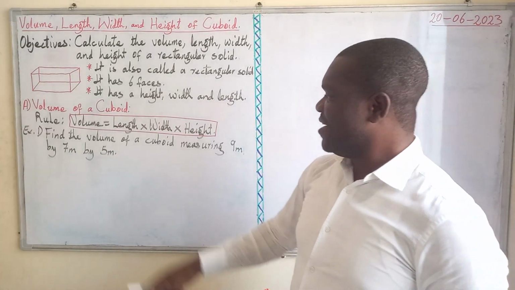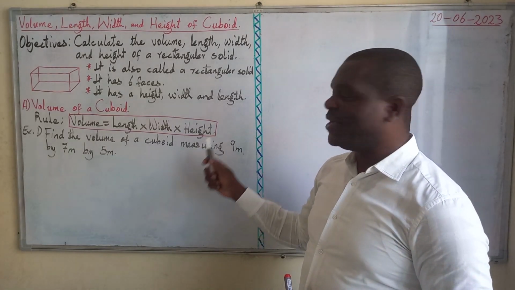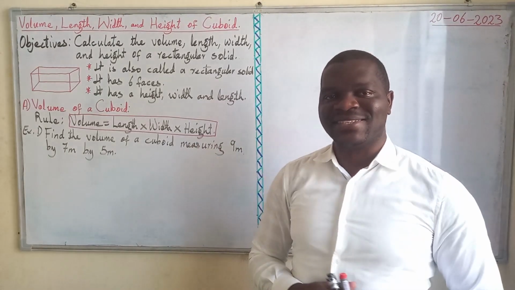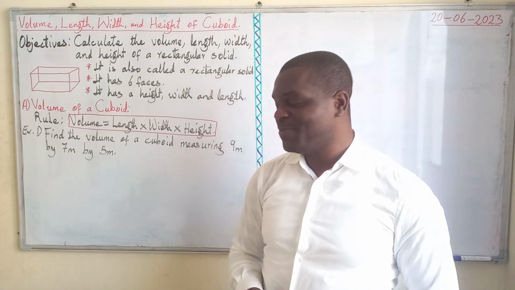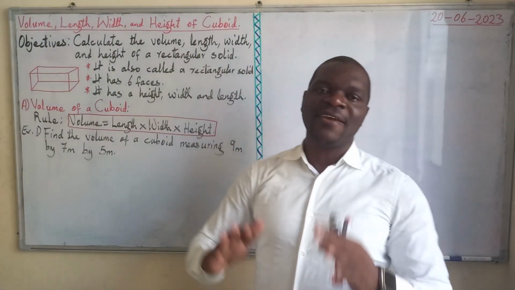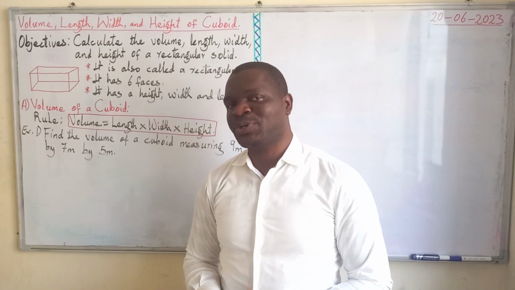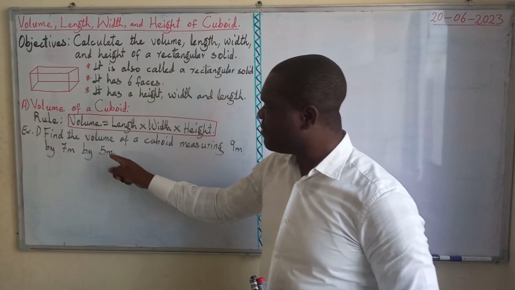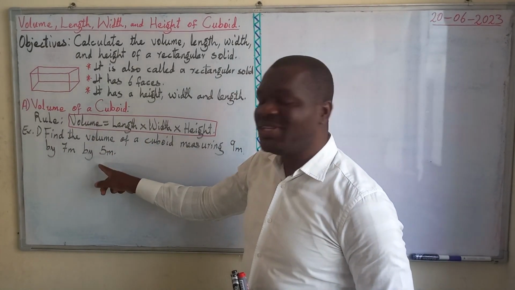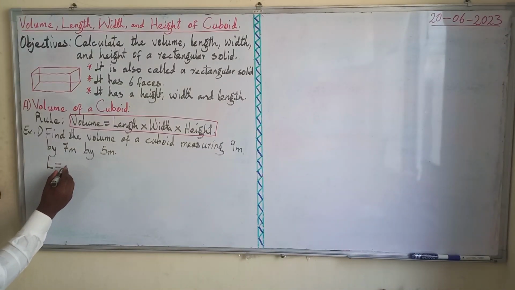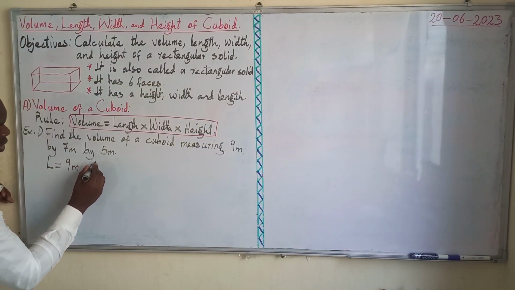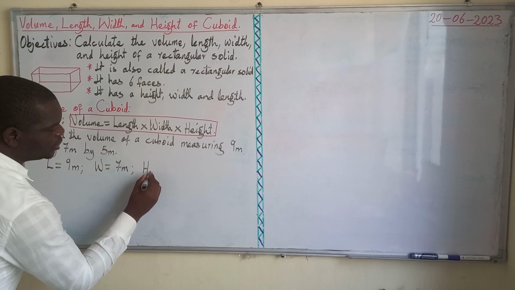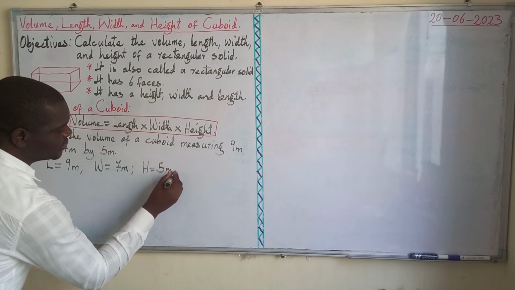The question reads, find the volume of a cuboid measuring 9 meters by 7 meters by 5 meters. In our previous lessons, when we were treating plane shapes, we saw the measurements given as 5 by 4, 3 by 2, and so on. And the first always stands for the length, the second for the width. In this case, we have the third measurement, which stands for the height. Length L will be 9 meters. Width W will be 7 meters. And height H will be 5 meters.